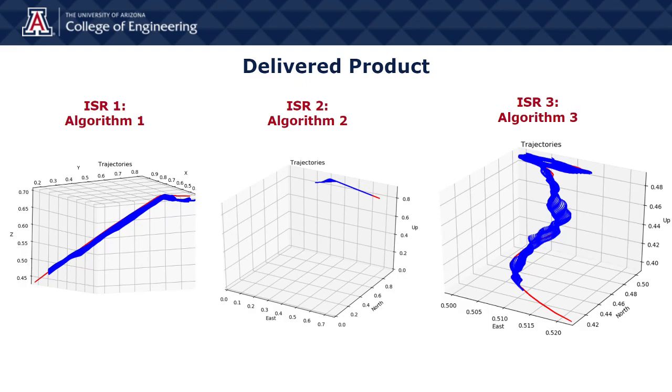Here we have some images that show off the delivered product, where algorithm 1 is on the left, the red line is the actual flight, and the blue line is the predicted flight. Here we can see that the red line and the blue line are pretty close, but they're not entirely on top of each other. In algorithm 2, while it may not be easy to see here, the red line has a bit of a corner that comes in, and that's where the blue line gets a little inaccurate. And then with algorithm 3, while there's a lot of blue going on here, it stays tightly around the red line, and we infer that this algorithm is going to be the best going forward.